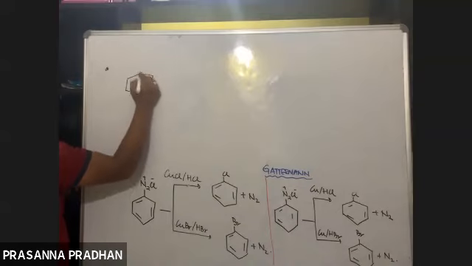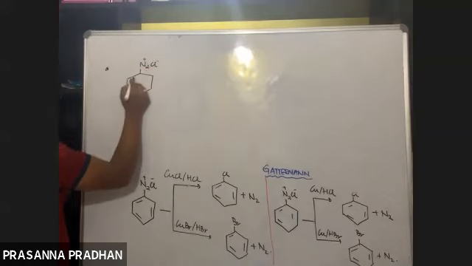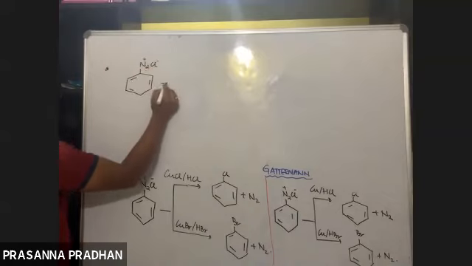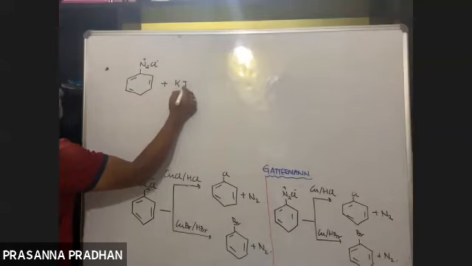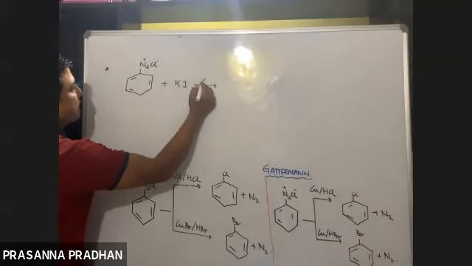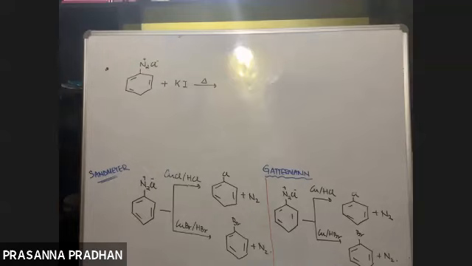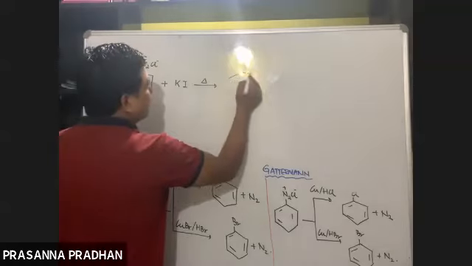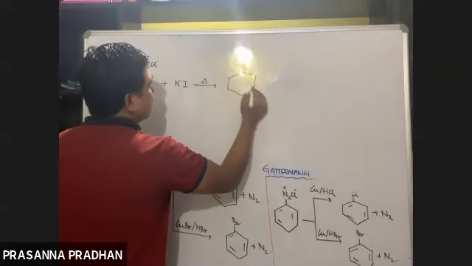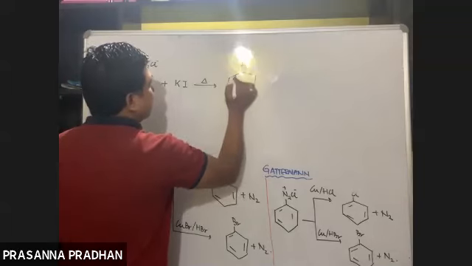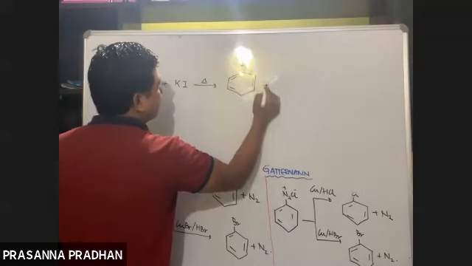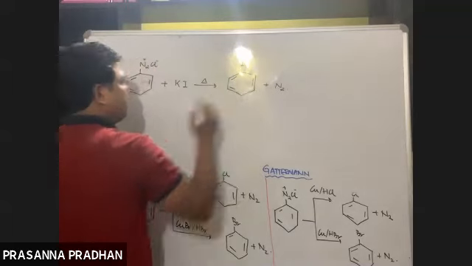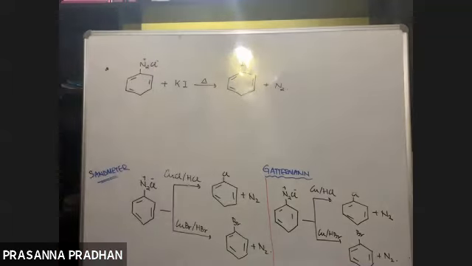Okay, now again starting from benzene diazonium chloride. If I just heat this with potassium iodide, yes, I'll be getting iodobenzene.